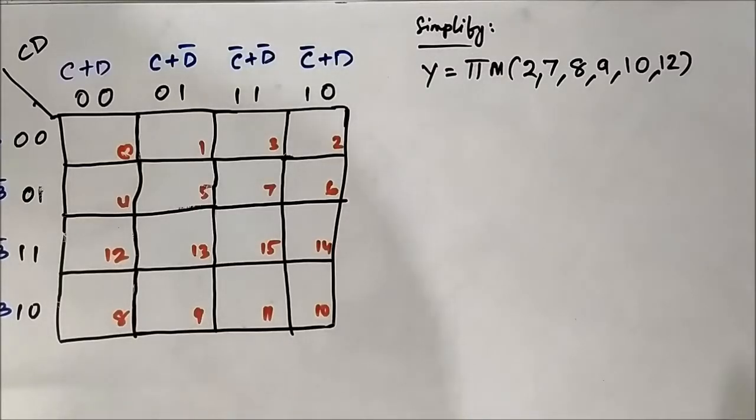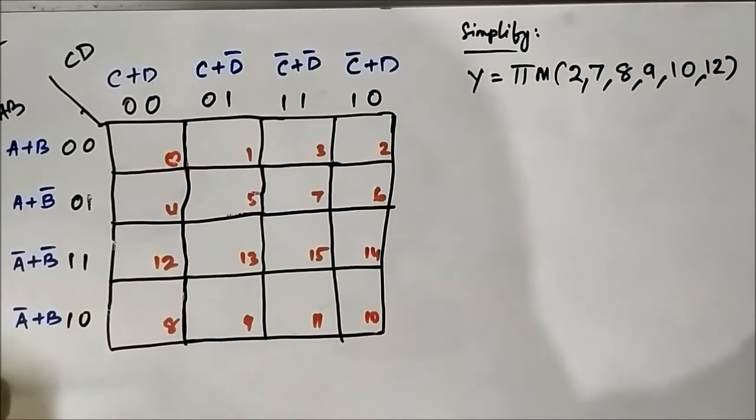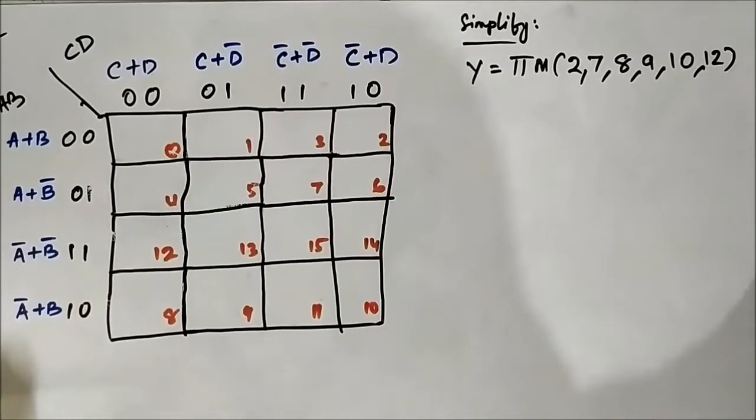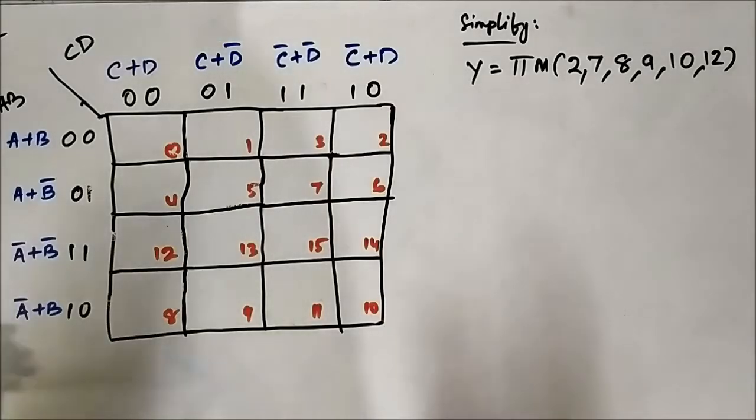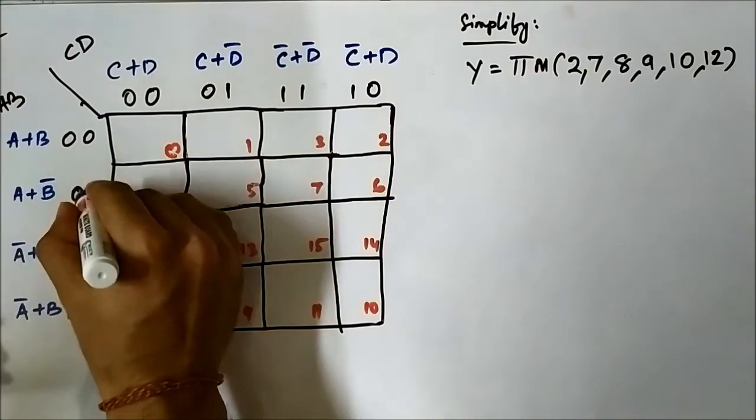Hello friends, so this is the ninth question related to POS K-map simplification. So we have the POS expression in terms of the max term values. The values are 2, 7, 8, 9, 10, 12. We have the format of the POS K-map. So first mapping of the values onto the K-map, then formation of groups, then identification of common variables.